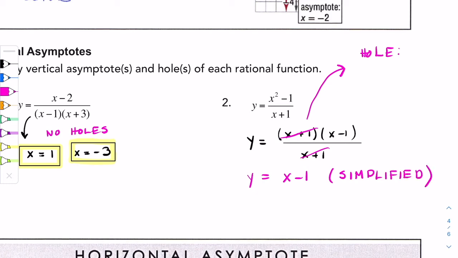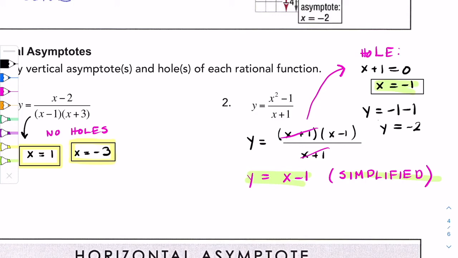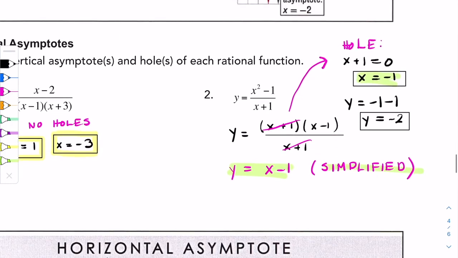All right, so the hole is found by the x coordinate of setting the common factor of x plus 1 equal to 0. The x coordinate is negative 1. The y coordinate is found by substituting x back into the simplified function. When we do that, we have y equals negative 1 minus 1, or y equals negative 2. That's the y coordinate of your hole. So this tells us that we have a hole at negative 1 comma negative 2.